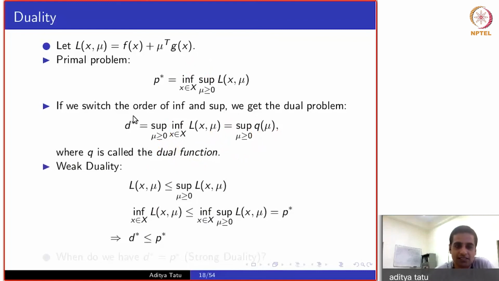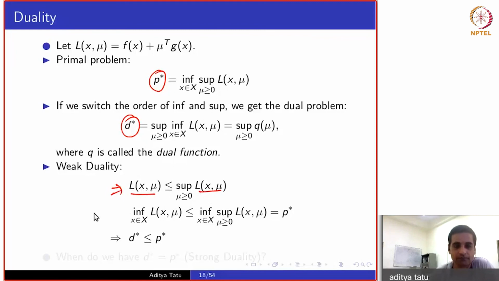Now the question is, what is the relation between d star and p star? L(x, mu) is given. If I maximize the right hand side for all non-negative mu's, I'm only going to increase the right hand side, right? So the value of L for a particular x and mu is always going to be less than or equal to the maximum value of L over all mu's. That should make sense, I hope.